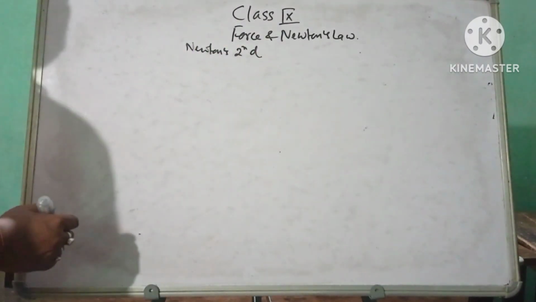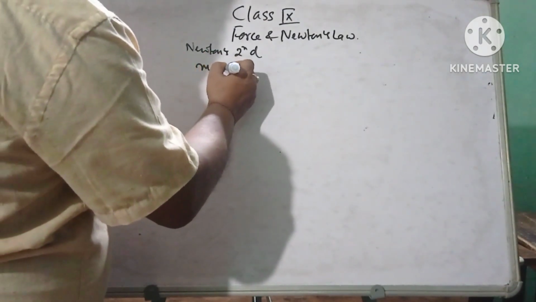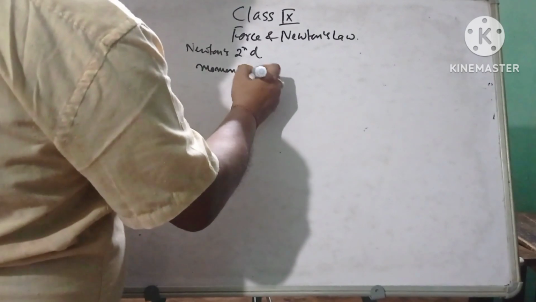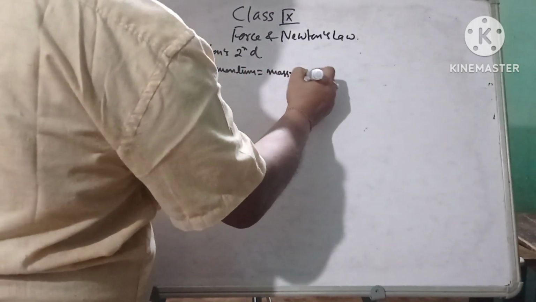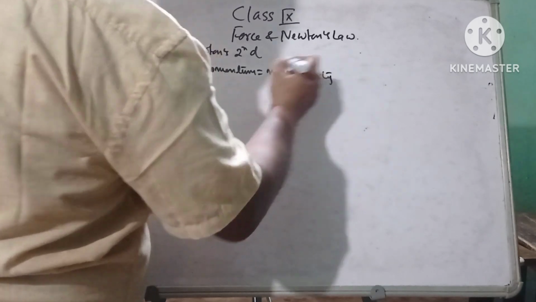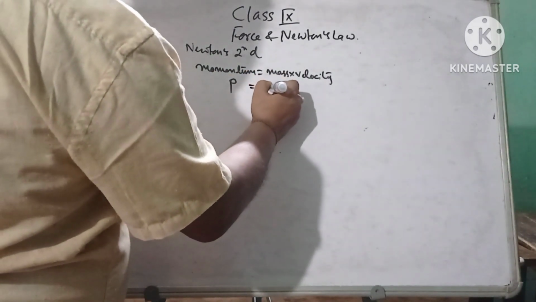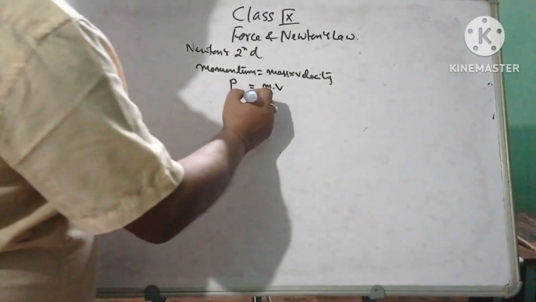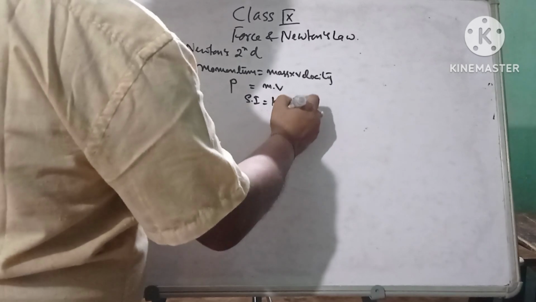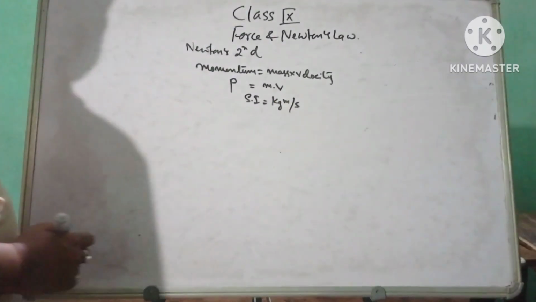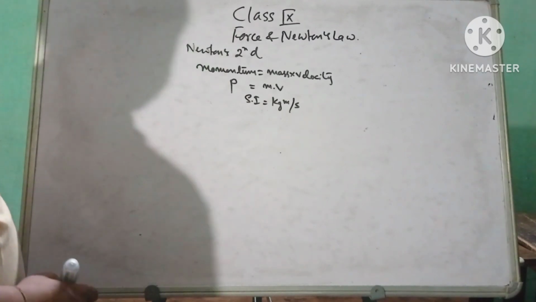Before learning Newton's second law, we must know the term momentum. Momentum is mass into velocity. It is represented as p, and this is equal to mass into velocity. So its SI unit is kg meter per second.